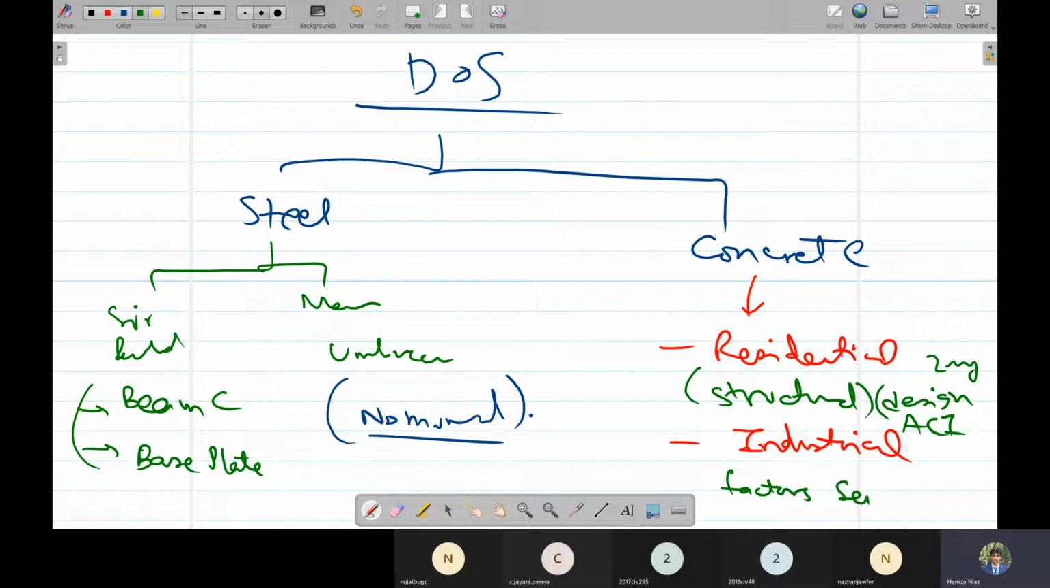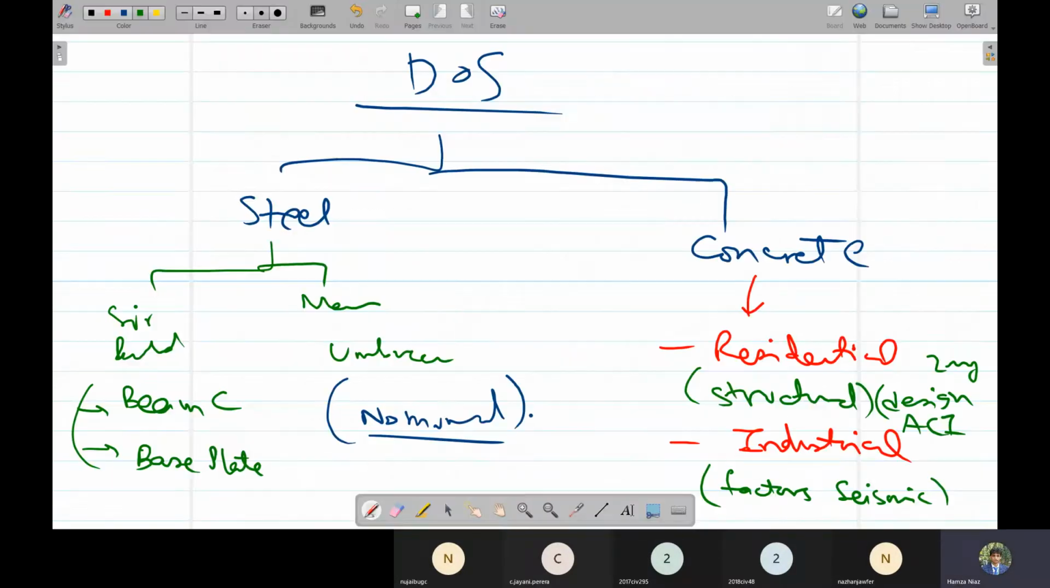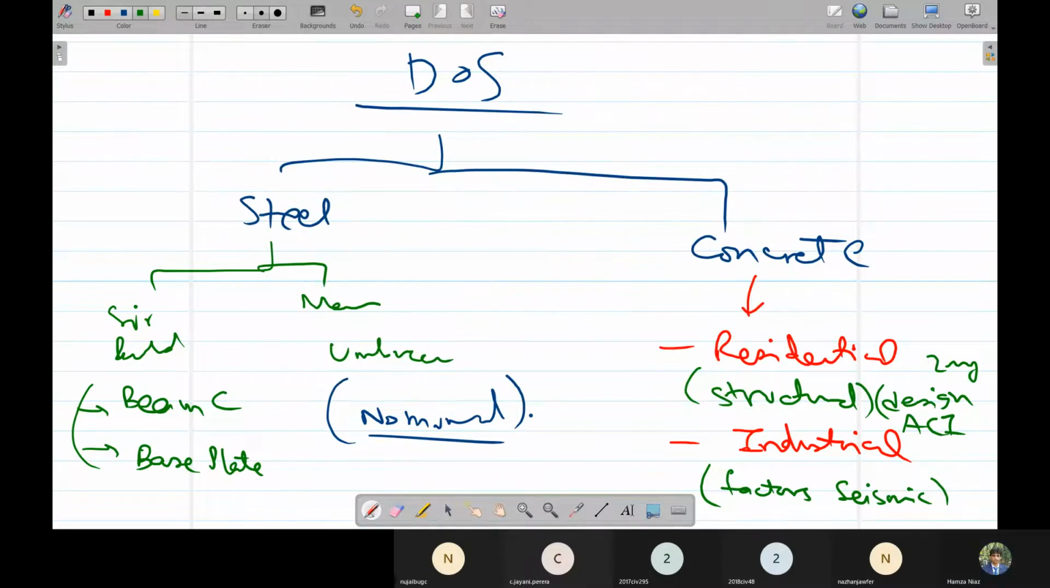And for industrial building, I think the factors used in seismic design were asked. In ETABS, we use different factors for seismic design, so only the names of these factors were asked. Because we have not done any design till now in the mid course, only factors were asked. This concrete part is relatively easier than the steel part, so we'll try to cover Sir Rashid's part first.